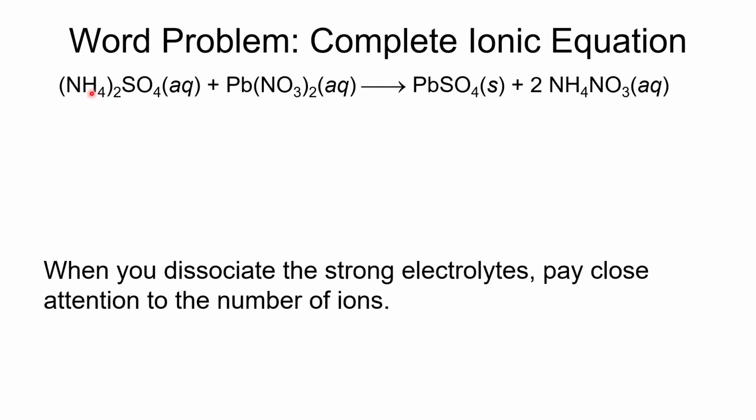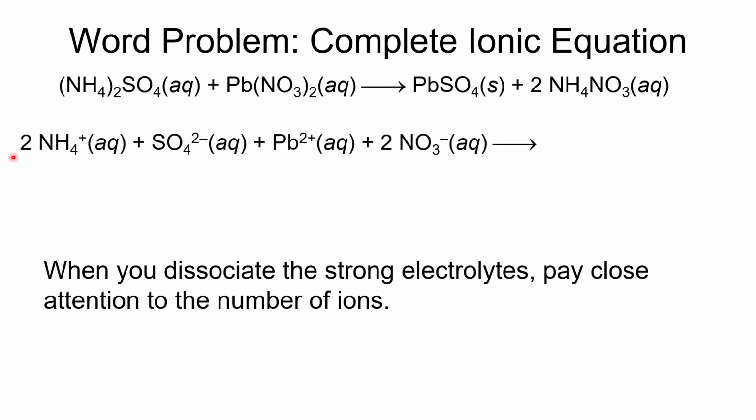So here we're going to have 2 of the ammoniums because of this 2. And those 2 ammoniums will move around independent of each other. So we're going to write it like this. So we'll put 2 ammonium ions. We'll have the 1 sulfate ion that has a 2- charge. The lead(II) ion will be an ion. And then we're going to have 2 of those nitrate ions. For this one, the lead sulfate, we're going to leave that together.